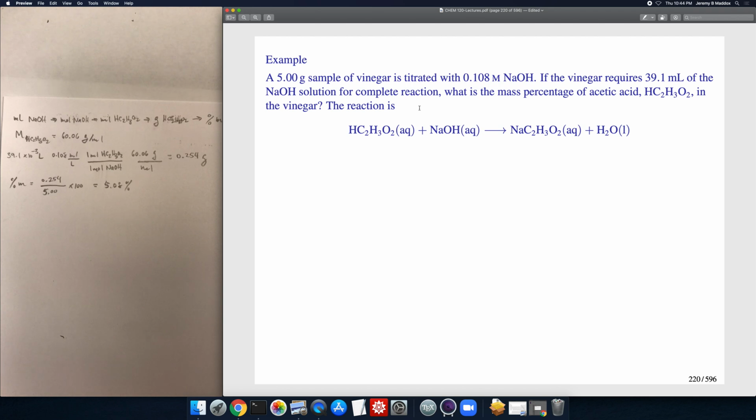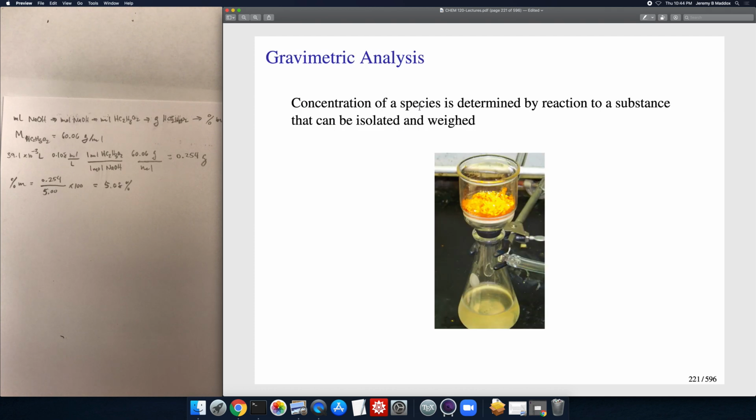Okay, so this is another example of what you can do with volumetric analysis. And so I'm going to go ahead and stop this video, and we'll pick up with the gravimetric analysis in the next one.